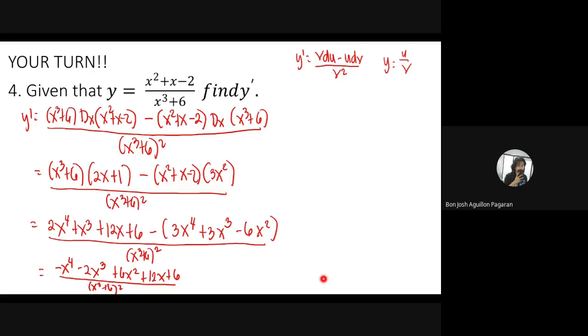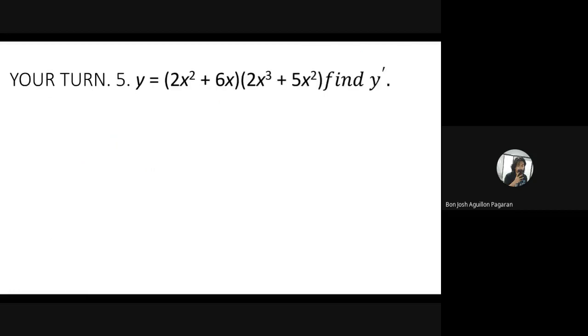Okay? Let's have the next one. Kaya ko pinorward ng maaga kasi isipin mo ang haba nito, isang lesson lang. Let's have number 5. Product. So mas madali siya. You have the option kung gagamitin niyo ba yung UDV plus BDU or i-distribute ko siya para maging one polynomial na lang.